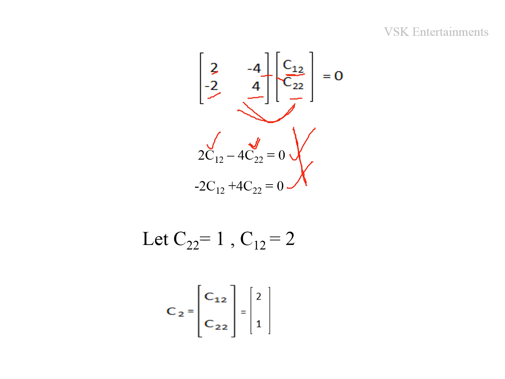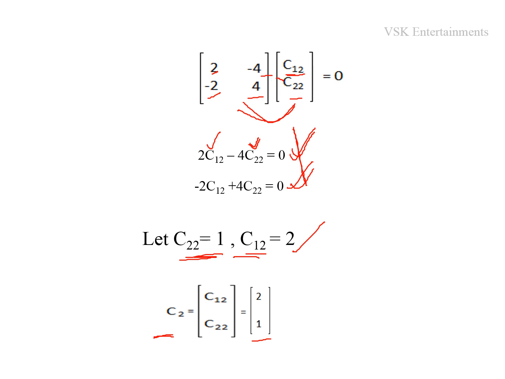In order to get the non-trivial solution, consider C22 is equal to 1 and substitute this C22 value in any one equation. Then we are going to get C12, that is C12 is equal to 2. Then the second eigenvector C2 is equal to the matrix 2, 1. By using each eigenvalue, we get each eigenvector.